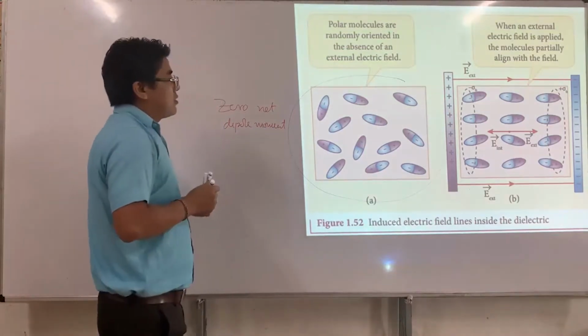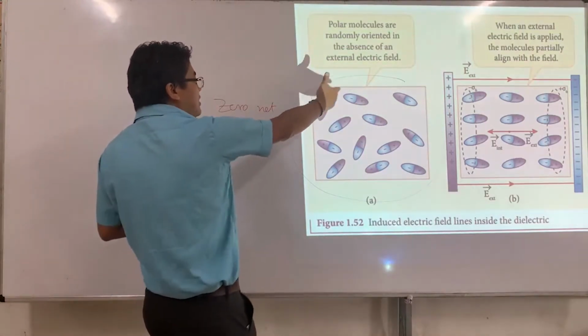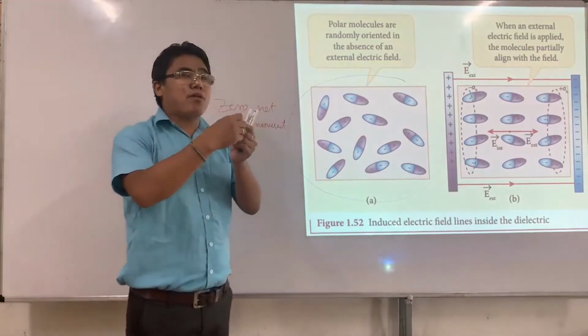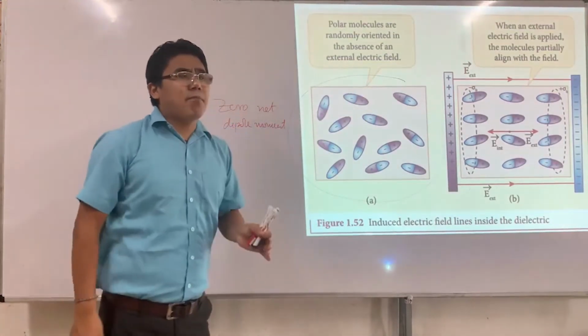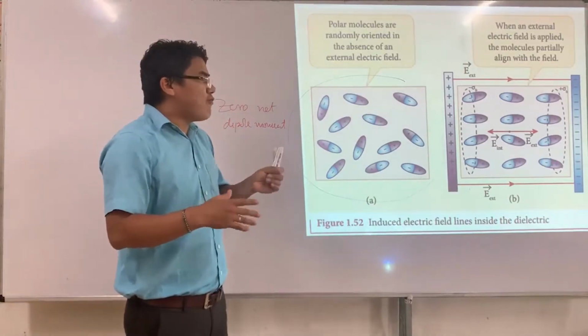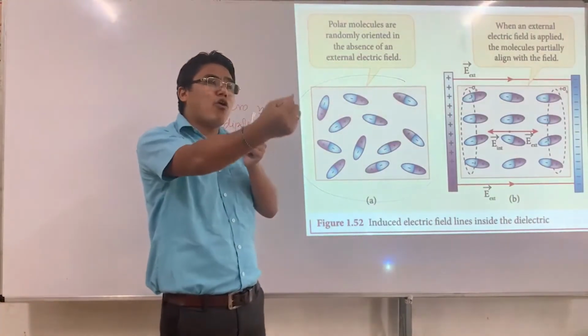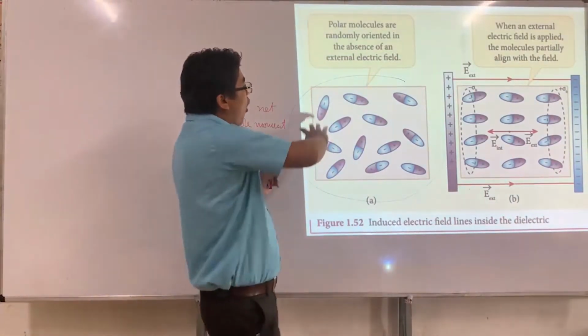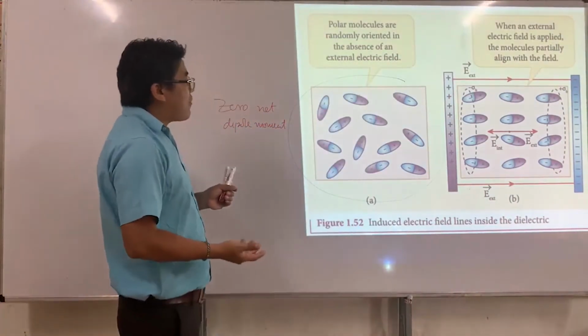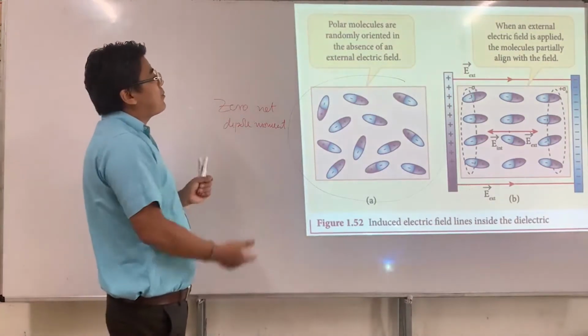Why? Because each dipole moment cancels the others. You have so many molecules in the bulk, so the dipole moment of one molecule cancels out with the dipole moment of another molecule. Therefore, overall there is no dipole moment. The overall net dipole moment is zero.